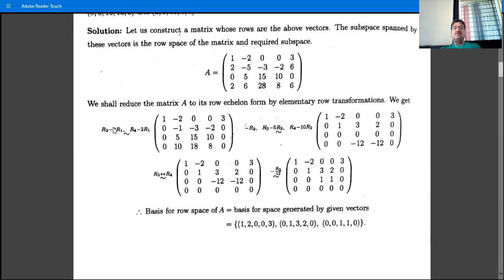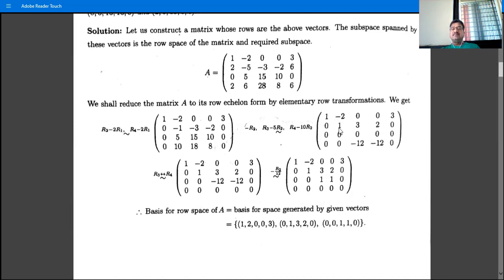So R2 minus 2R1 and R4 minus 2R1. We have to reduce these two elements to 0. Then we have this matrix. Then we have to reduce this minus 1 to plus 1, so multiply R2 by minus 1. In the next step, we have to reduce this 5 and 10 to 0, so R3 minus 5R1 and R4 minus 10R1. After that, we do one more step.